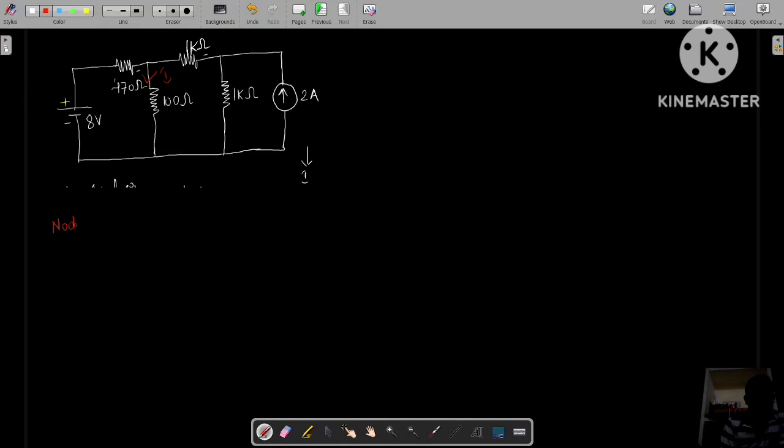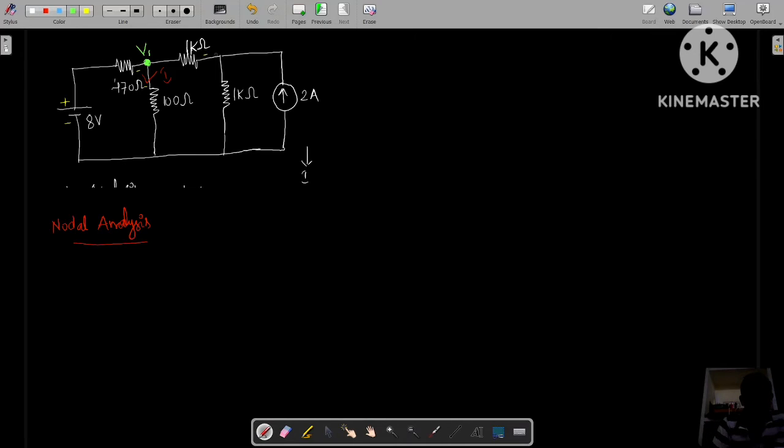Nodal analysis. In order to apply nodal analysis, first step is to identify what are the principal nodes we have, or junctions. Principal nodes or junctions are nothing but the points where more than two elements are connected. These are called principal nodes. Hence, in this circuit, we can consider this node where the 470 ohm resistor, 100 ohm resistor and 1 kilo ohm resistance are connected. We can consider this as one principal node, and I am assuming the voltage at this principal node as V1.